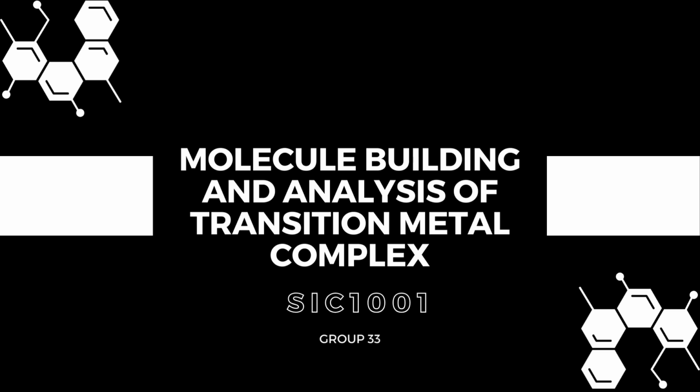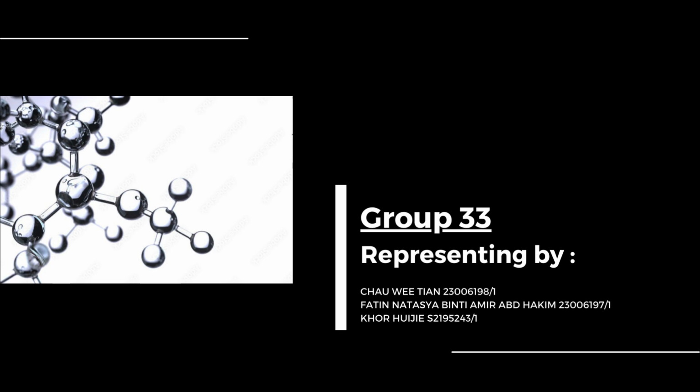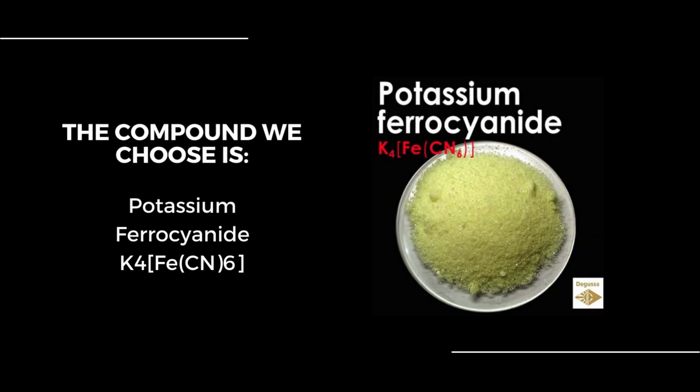So for the molecular building and analysis of transition metal complex, our group 33 has chosen the molecule potassium ferrocyanide, K4[Fe(CN)6]. My name is Chau and my other group members are Fatin, Natasya, and Huijie.